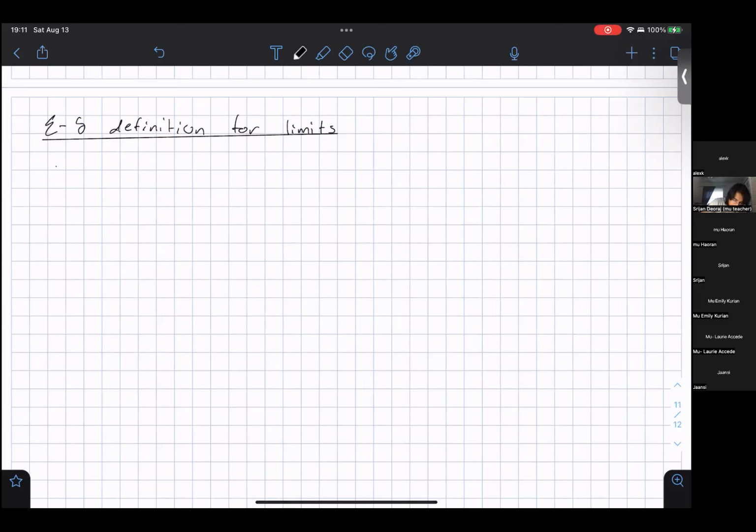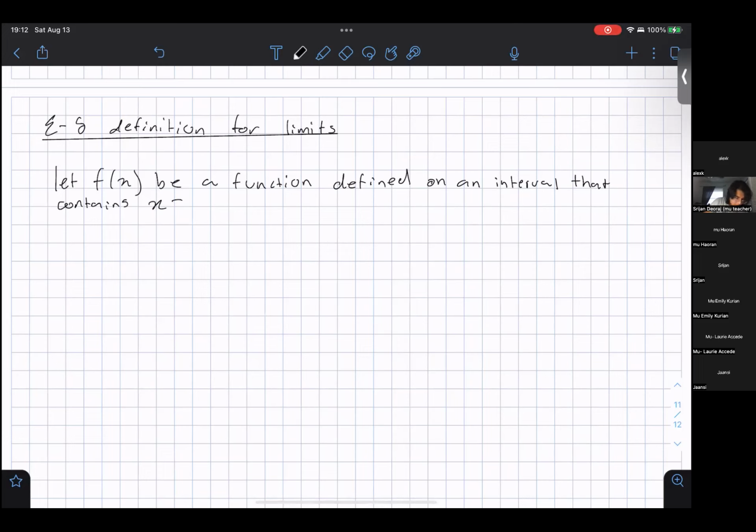So let f of x be a function defined on an interval that contains x equals a. But an important distinction to make is that f of a can be undefined.